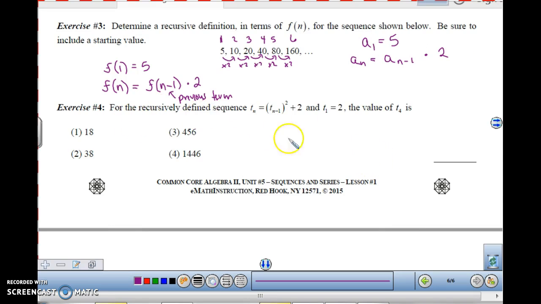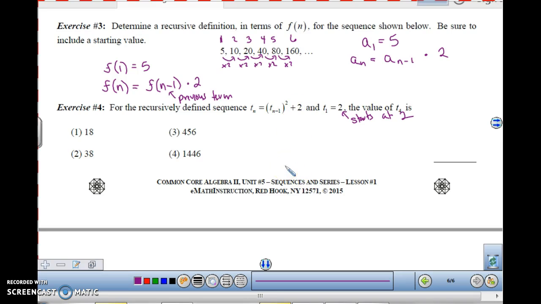So let's take a look at this recursively defined sequence. T of n equals T of n minus 1 squared plus 2, and T of 1 equals 2. The value of T of 4 is. Okay, so let's interpret what this says to do. Where does the sequence start? Well, it starts at 2. And so what do you do with each term of the sequence? Whatever term you're on, you take the previous term, square it, and add 2.